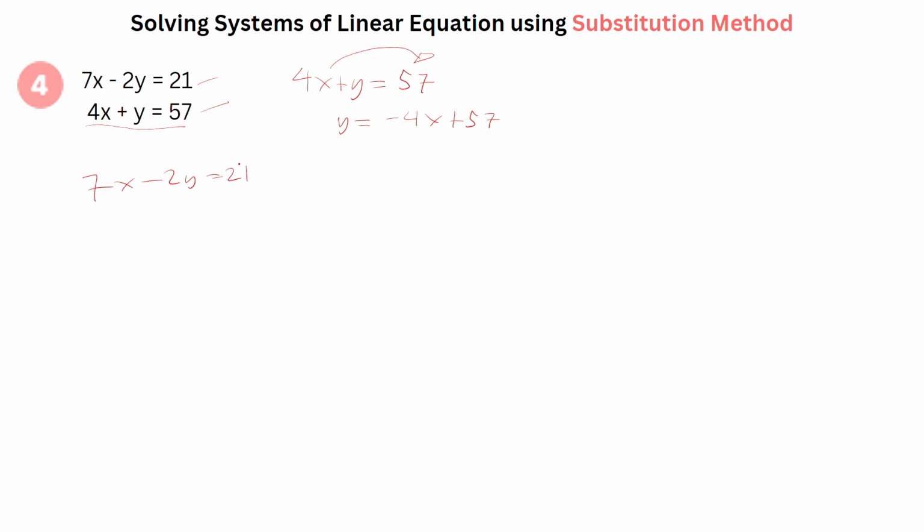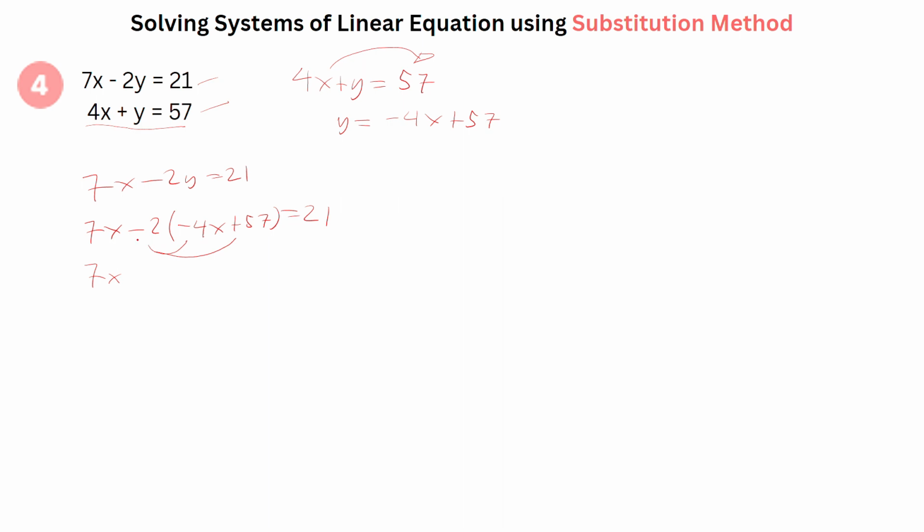So, now, what do we do? I'll just try to rewrite. So, 7x minus 2. Now, again, instead of writing the y, what do we do? I'll put here negative 4x plus 57 and then equals 21. What do we have here? 7x. Okay. Again, we will do some distribution here.